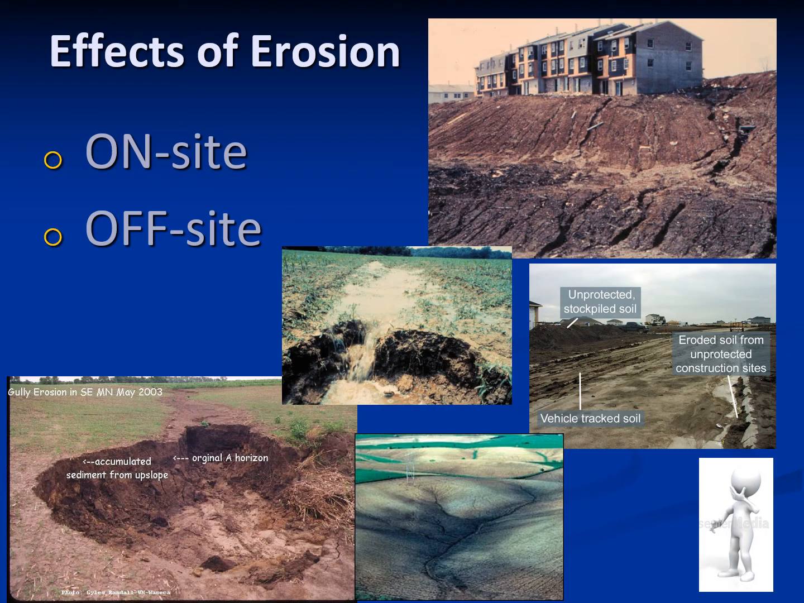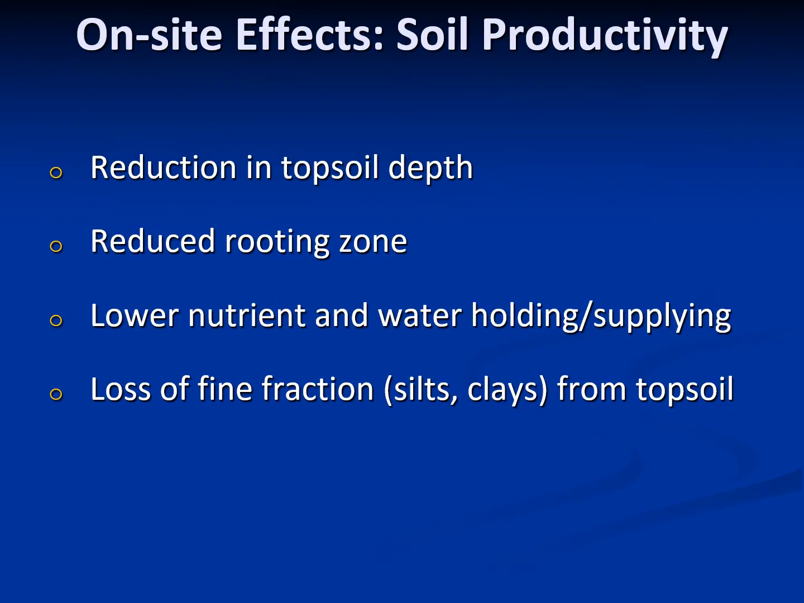The effects of erosion include those on-site and off-site. Some on-site effects that can affect soil productivity include a reduction in topsoil depth, reduced rooting zone, lower nutrient and water holding or supplying availability, and loss of the fine fractions such as silt and clays from topsoil.